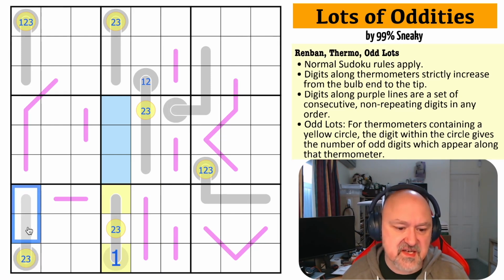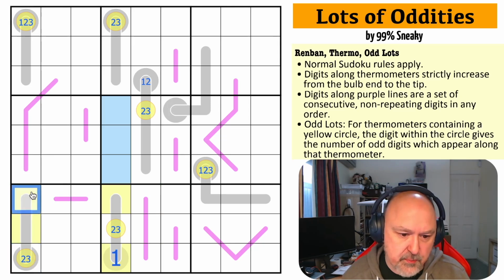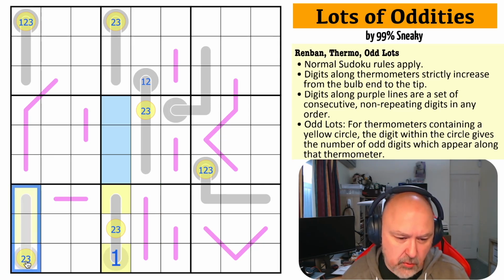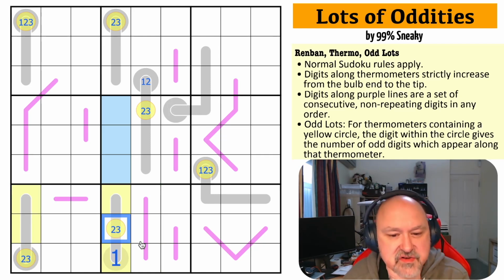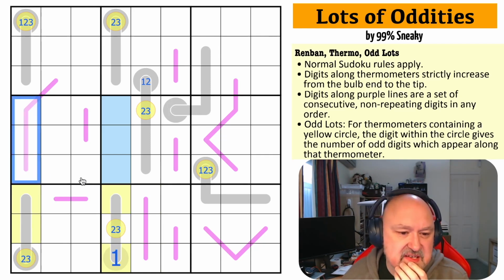And these are both odd for the same reason. Because if this is a 2, both of those are odd. And if this is a 3, all of those are odd. So those are all odd. This is very strange. I like it though. One of these at least has to be odd.